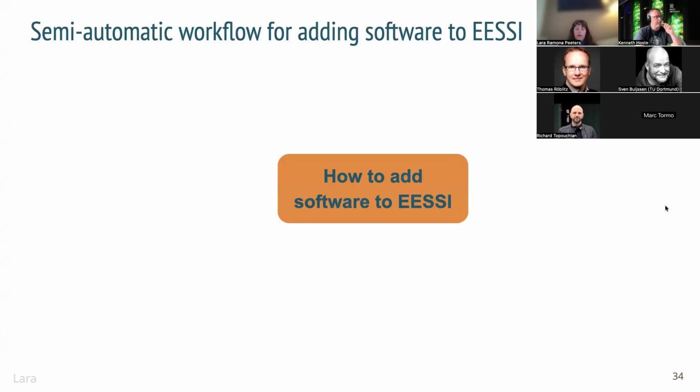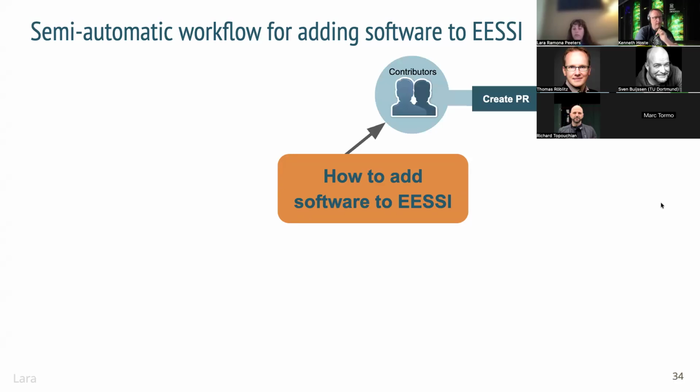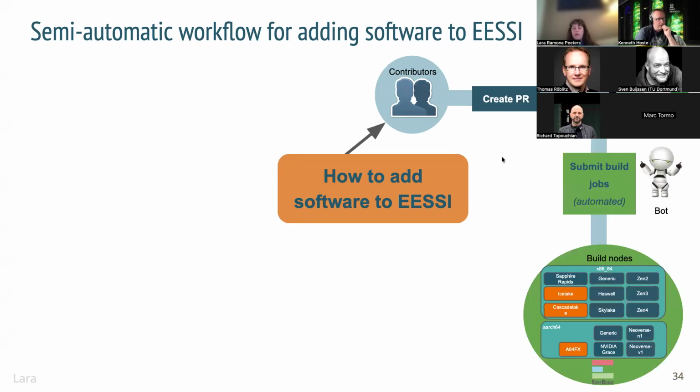So, as I mentioned in the first slides I showed, we have a semi-automatic workflow for adding software. So here in this one, we'll take a closer look. The first step that you do, as a contributor, is you create a PR to our EESSI software layer. Once your PR is checked by a reviewer, they will start building it if they think it looks okay. Then the build bot will automatically submit it to all the different build cluster nodes that we have.